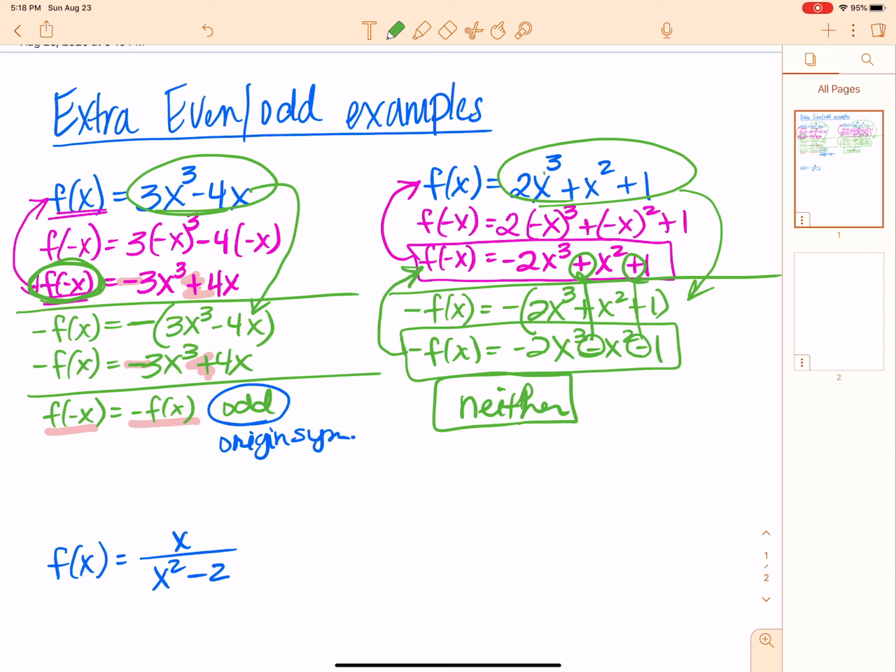And if you'll think about this, since it's the cubic function, the parent for the cubic function looks like this. So if it moves off that origin, there's a pretty good chance you're not going to have y-axis symmetry or origin symmetry. So keep that in mind.